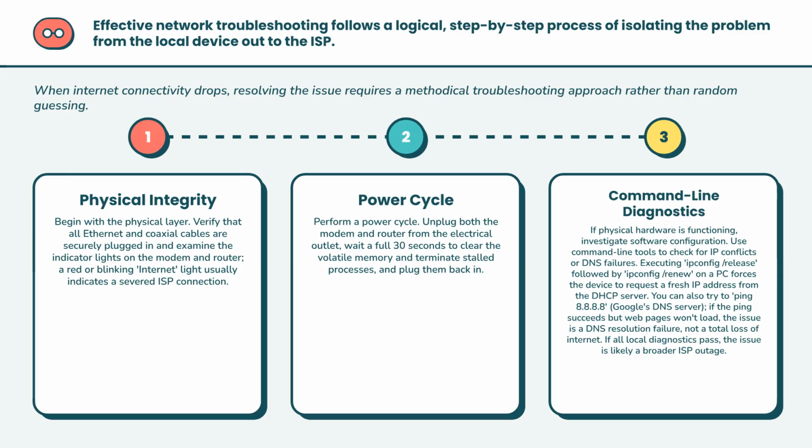If your internet goes down, follow a logical path. Check your physical cables and lights, power cycle your equipment, and perform command line diagnostics to identify whether the issue is local or a broader ISP outage.